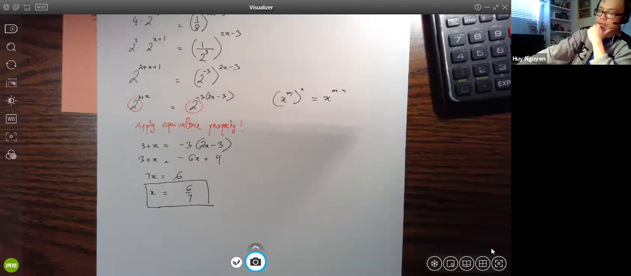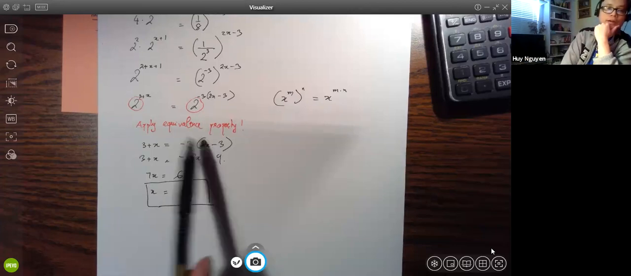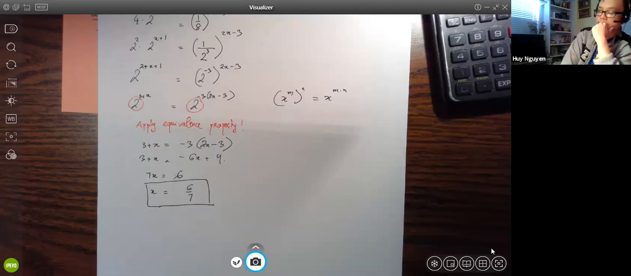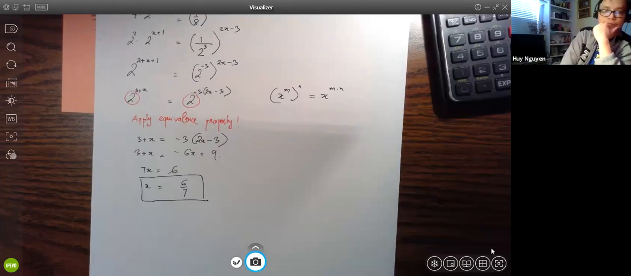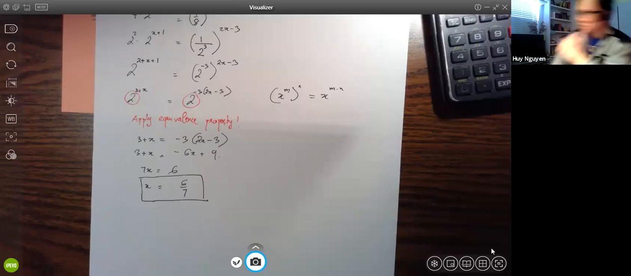Every time you see the parentheses, you just distribute it. I have said that 100 times already. And now we just combine like terms, add both sides by 6, subtract both sides by 3. All right. Good.